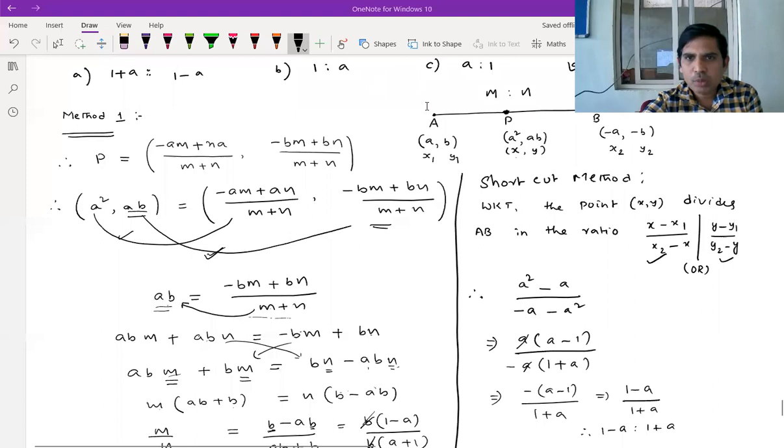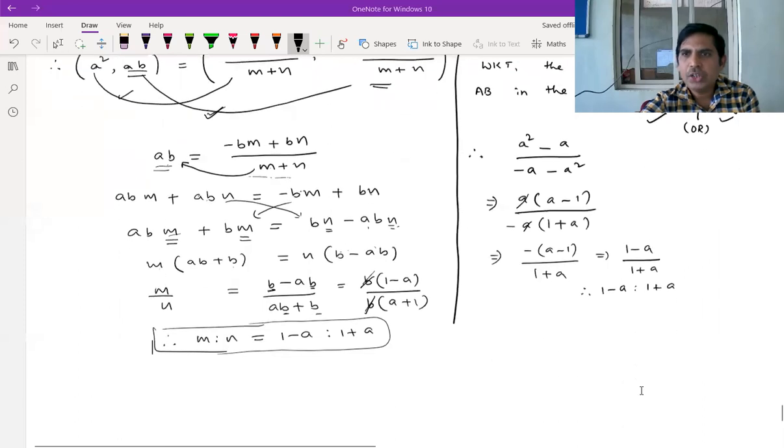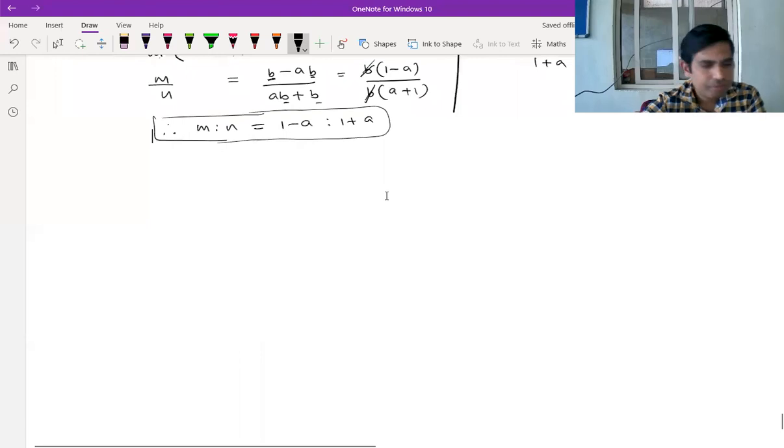Right, sir, shortcut problem, tell once again. Shortcut method is very easy. Yes, it is easy only. Actually, we will use this one only. So this is a lengthy process, but we can use shortcut method like this. You can use y1 minus y2 minus y. This one also you can use. You will get the same answer only. Understood?